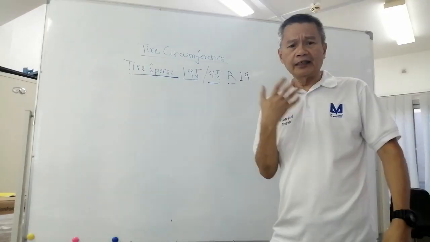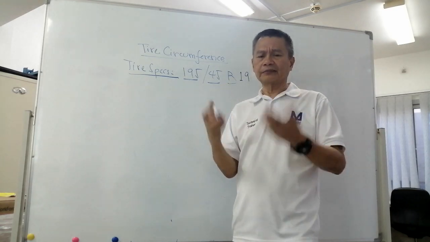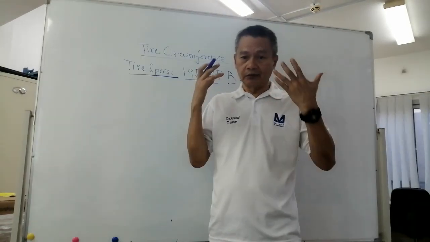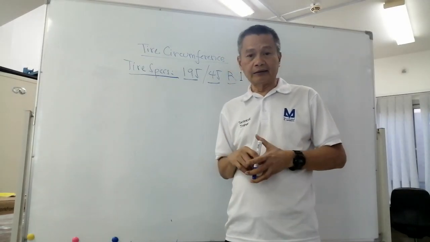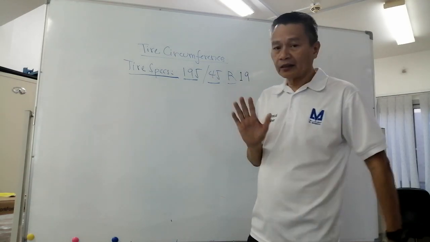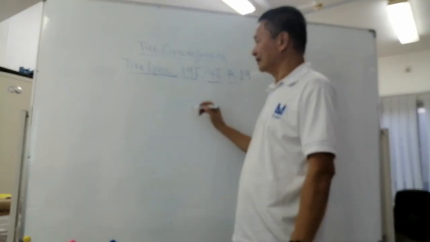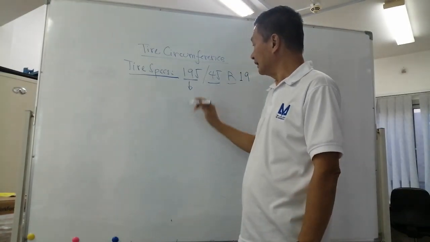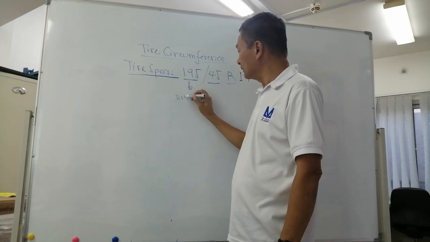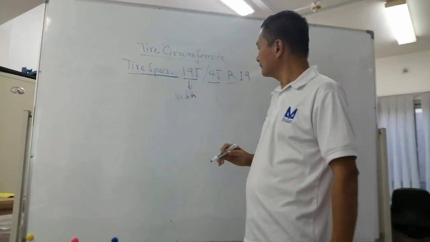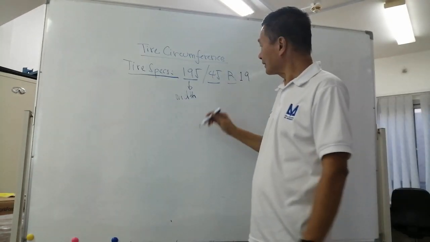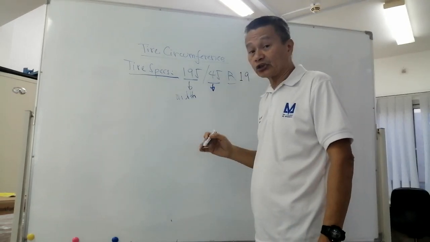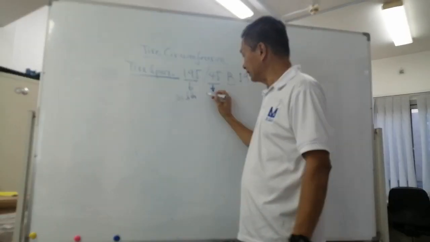So normally every vehicle has what we call tire specs, based on the design or the particular tire specs needed for a certain vehicle. What is the meaning of 195 in the tire specs? This 195 represents the width of the tire, and 45 represents the aspect ratio. I will explain later what the aspect ratio means.